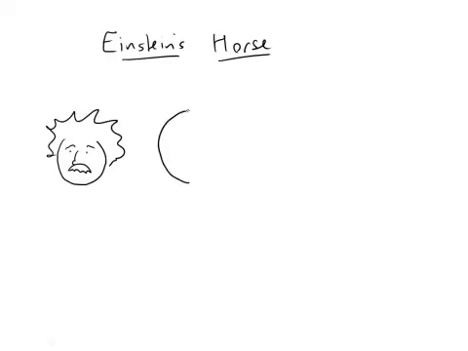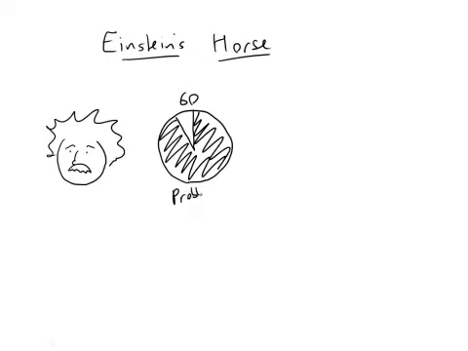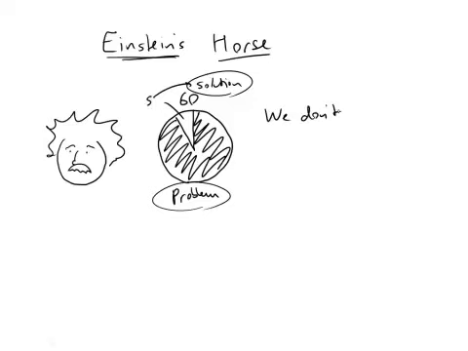He said, if I had 60 minutes to solve a problem, I would spend 55 minutes thinking about the problem, and I would spend 5 minutes thinking about the solution. And once again, Einstein nailed it, because the problem for most of us is that we don't know how to see solutions because we don't know how to see problems. We simply don't know very well how to see the pieces of a problem.